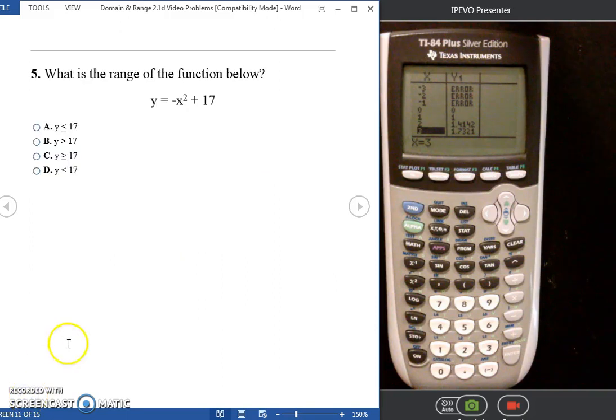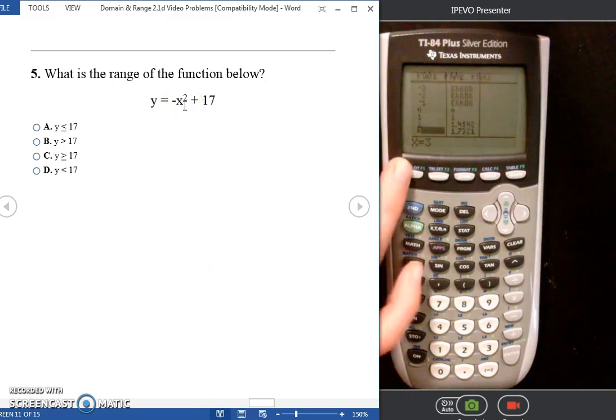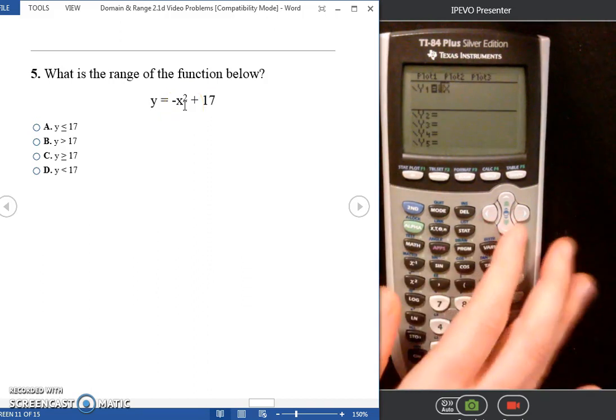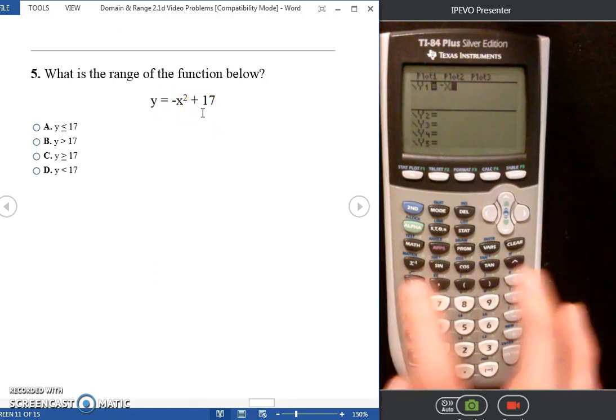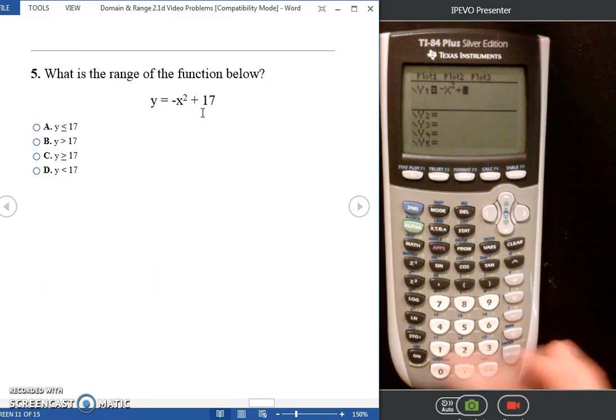Now these next couple of questions are going to look at the range, and the range is the y values. So my first step is still going to be the same. I'm going to put this equation into y1 in the y equals button. So I press y1 and then I just go ahead and clear that out and type in my new equation. So I'm going to have negative x squared plus 17.